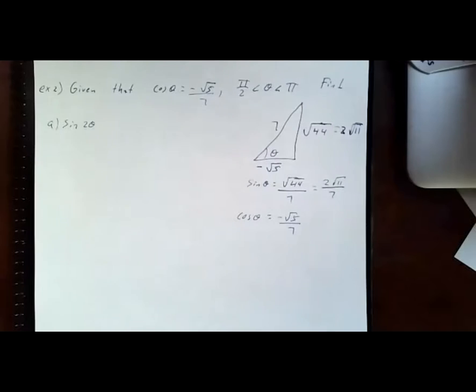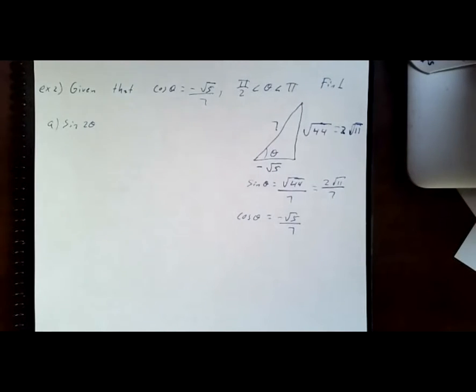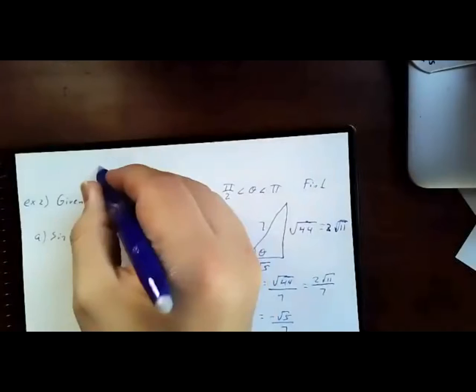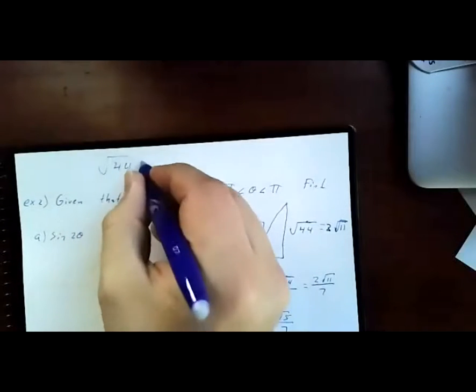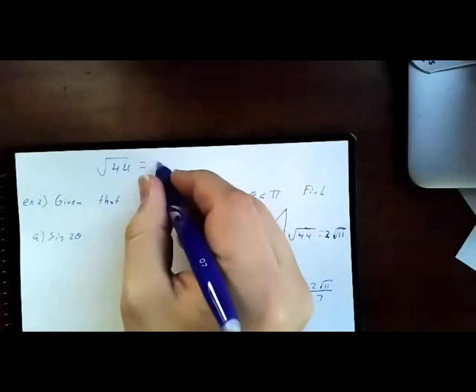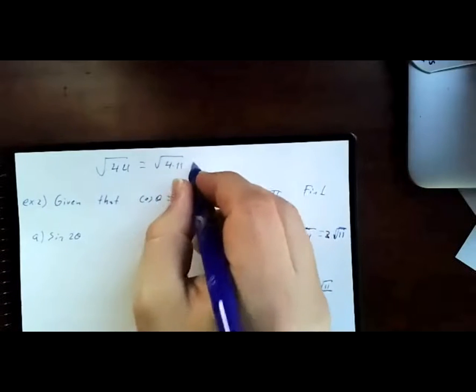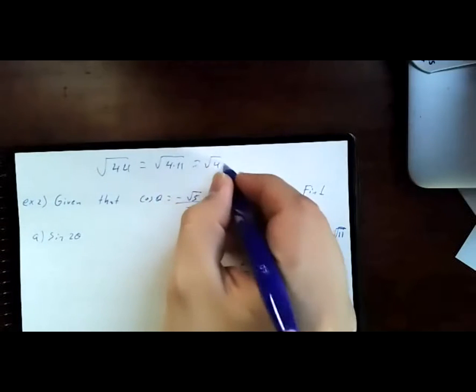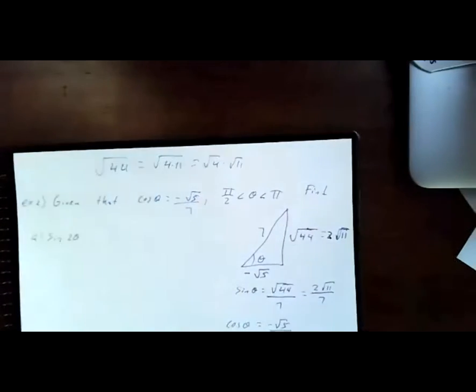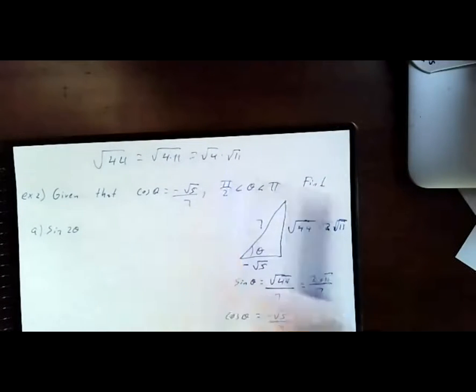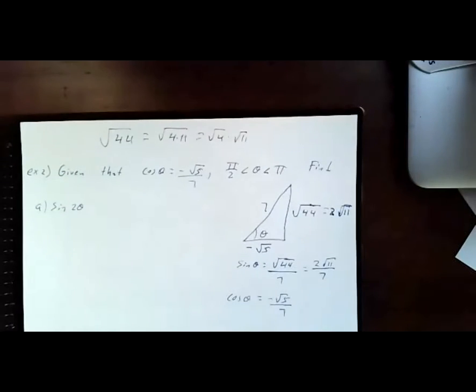I'm going to be completely honest, man. I don't know how to reduce square roots like that. Square root 44 is the same as saying square root 4 times 11, so you separate them. The square root of 4 is 2, and 11 just stays there.